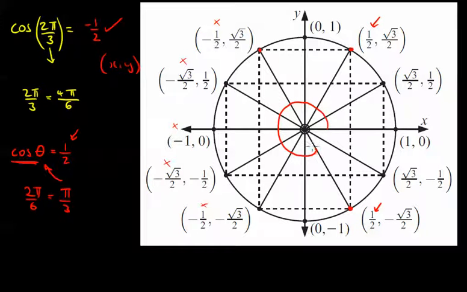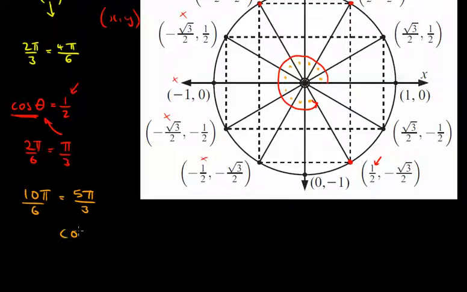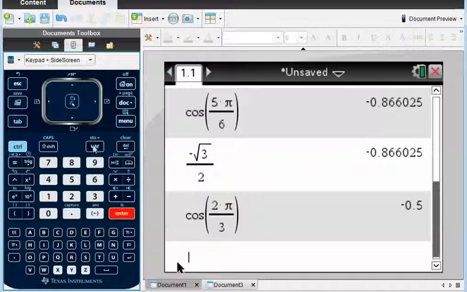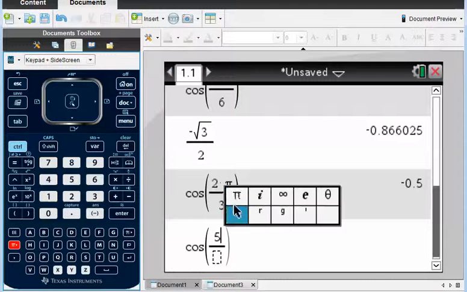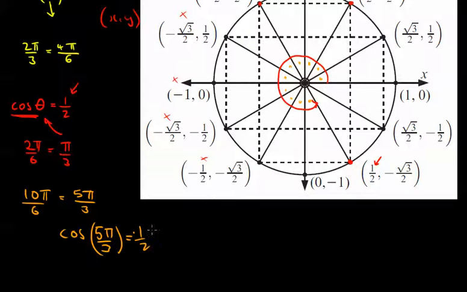Then going anti-clockwise right the way around to the second coordinate, we just count how many pi's over 6 we have. We have 1, 2, 3, 4, 5, 6, 7, 8, 9, 10. We've got 10 pi over 6, and that simplifies, 2 goes into both of them, to 5 pi over 3. Now let's just check that. Cos of 5 pi over 3, does it give us a half? It should. Press enter, yes, it does give us a half exactly, so we know it's that.